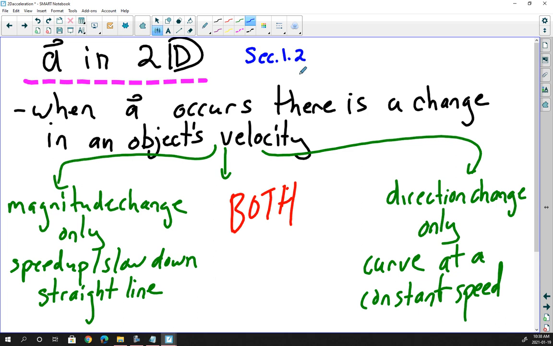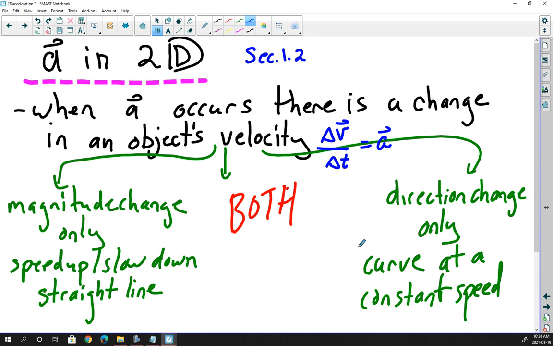Now, when acceleration occurs, you remember this from your grade 11 work, there's a change in an object's velocity. And that change in an object's velocity takes a certain amount of time. And when you do the calculation, you get acceleration. Now, sometimes it's a magnitude change only. For example, if you're speeding up or slowing down in a straight line, maybe you're approaching a stop sign, you got to slow down. Usually you keep your direction the same.